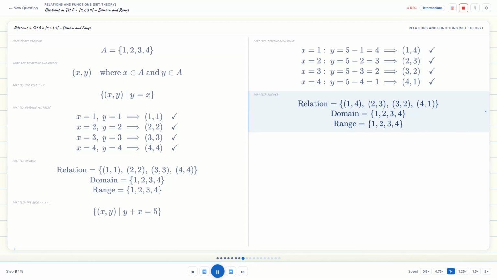Here is our answer for part 2. Again, every number in A shows up as both a first number and a second number, so the domain and range are both the full set A.